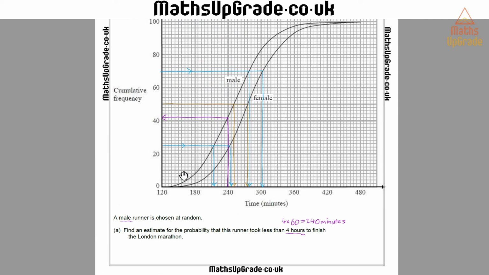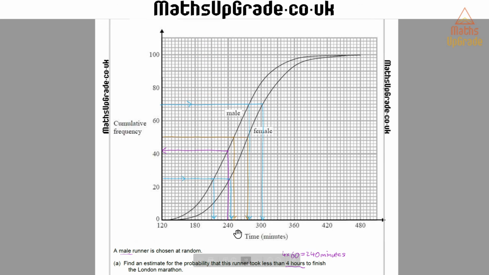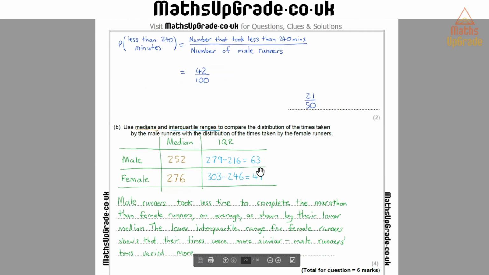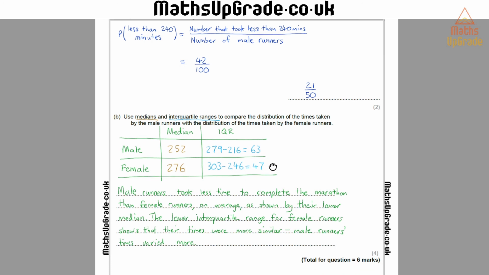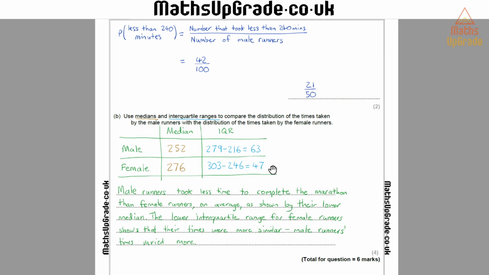And for the interquartile range, I need to find the lower quartiles, which is given by the 25th person, and the upper quartile, given by the 75th person. Read off those values, and you get 63 and 47 for male and female. I then need to explain what this tells me. So I need to compare in real life.